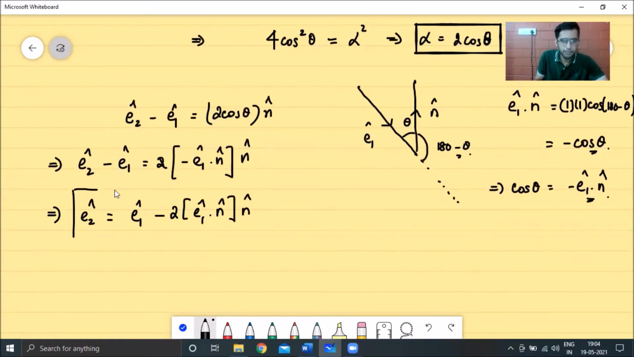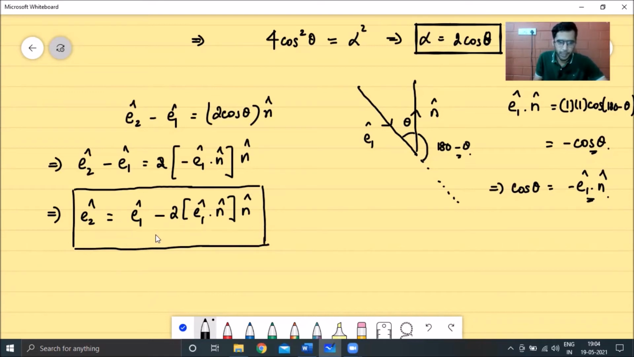And finally, what we end up with is purely a relation between the unit vectors along the incident ray, reflected ray, and the normal. So this is your final relation between the incident ray, reflected ray, and the normal, right? And this formula which we have derived over here will be helpful in solving questions like the one I've shown you earlier.